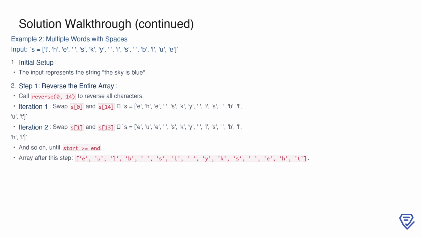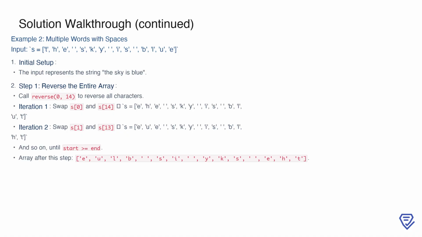Now let's explore a more complex example with multiple words separated by spaces. The input array represents the string "the sky is blue". The first step is to reverse the entire array. By calling reverse(0, 14), we begin swapping characters from the start and end of the array. For instance, the first and last characters are swapped, resulting in "EHE SKY IS BLUT". This process continues with pairs of characters being swapped, such as the second and second to last, the third and third to last, and so on.